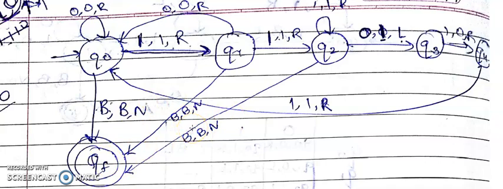Okay, so in this video we have done 2 examples. One is 2's complement Turing machine, and the second one is Turing machine to change every occurrence of 110 to 101. I hope this is clear. Thank you.